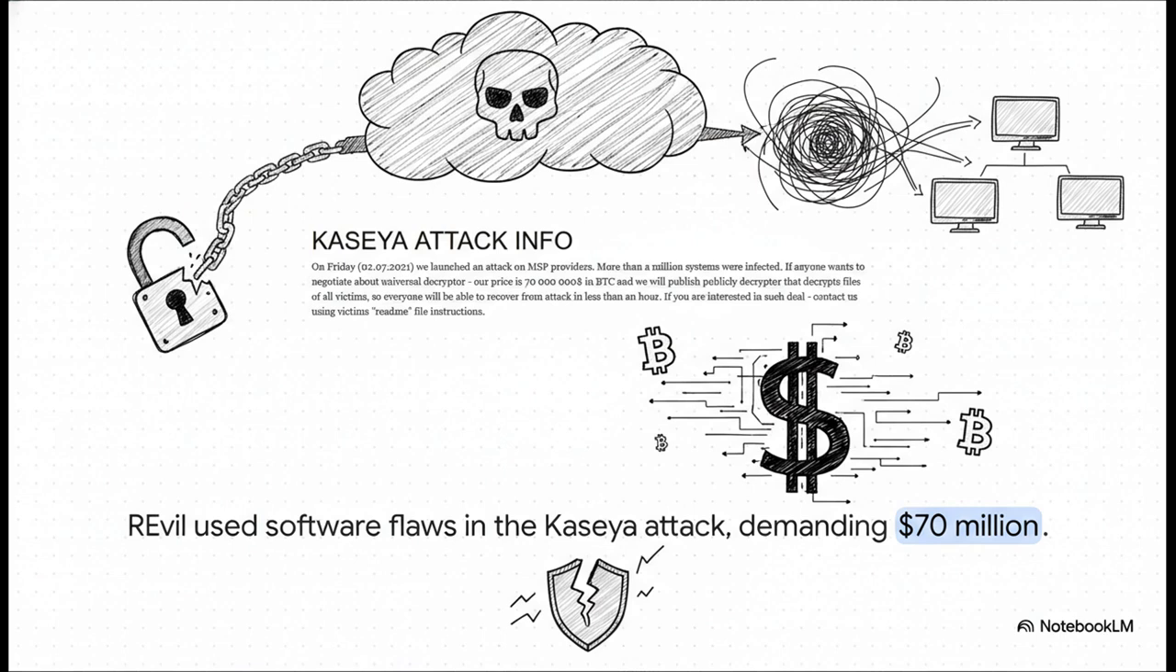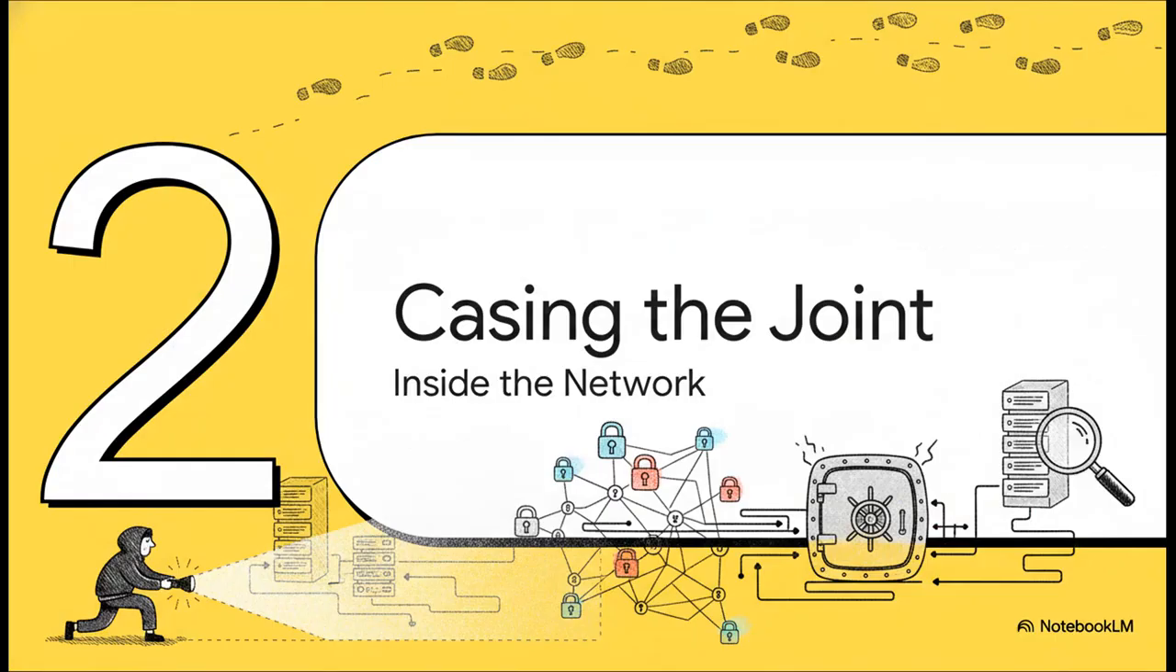And finally, we've got software vulnerabilities. This is where attackers find and exploit flaws in the actual code of the programs that companies use every day. A really devastating example was the Kaseya attack. The REvil ransomware group used one tiny flaw to infect thousands of businesses at once, and then demanded a jaw-dropping $70 million ransom.